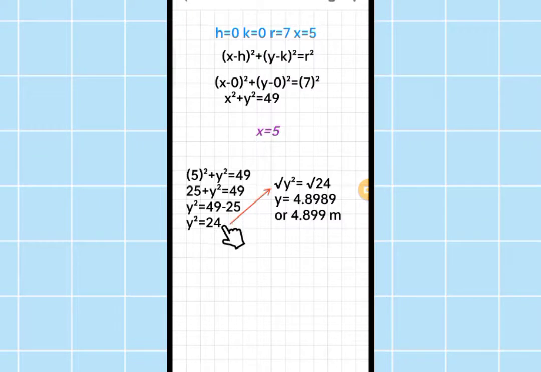But we're not done yet, since y still has an exponent of 2. To cancel it out, we will take the square root. The square root of y² is y, and the square root of 24 gives us y equals 4.8989, or simply 4.899 meters.